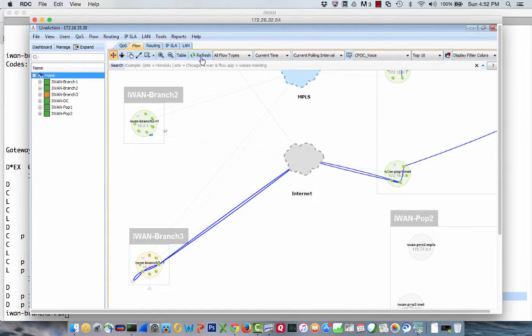then please riddle me this. I'm going to hit a refresh button right now. This is live action, and this is going to tell me exactly where that EF critical traffic is going.